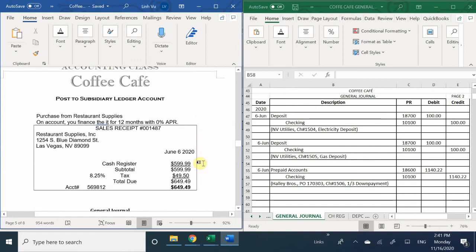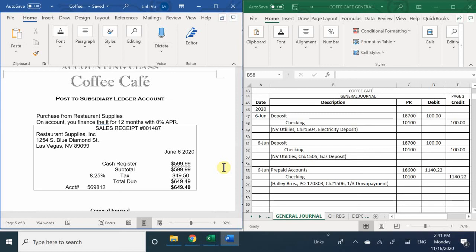Purchase from restaurant supplies on an account. You finance it for 12 months with 0% APR. And then we have our sales receipt for what we purchased in the amount of $649.49. Okay. Out of cash register.